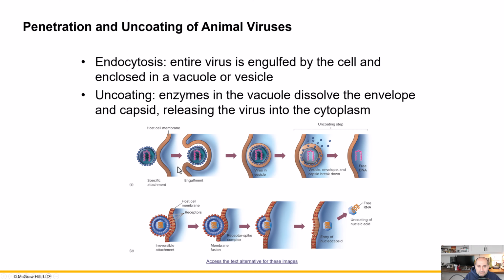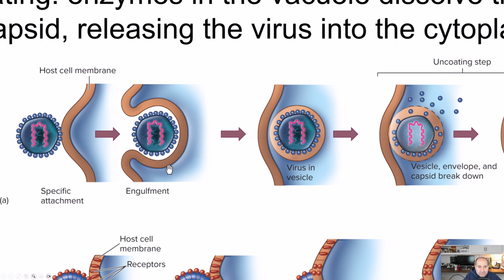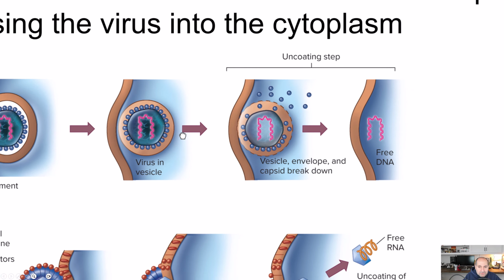vacuole or vesicle. Here you can see a naked virus which touches the host membrane. There will be specific binding between spike proteins on the surface of the virus and the receptors on the host membrane. This will cause an invagination to occur on the host membrane. This is an inward movement, an inward growth of the plasma membrane. And that pops off as a vesicle, a little virus inside of a membrane vesicle.